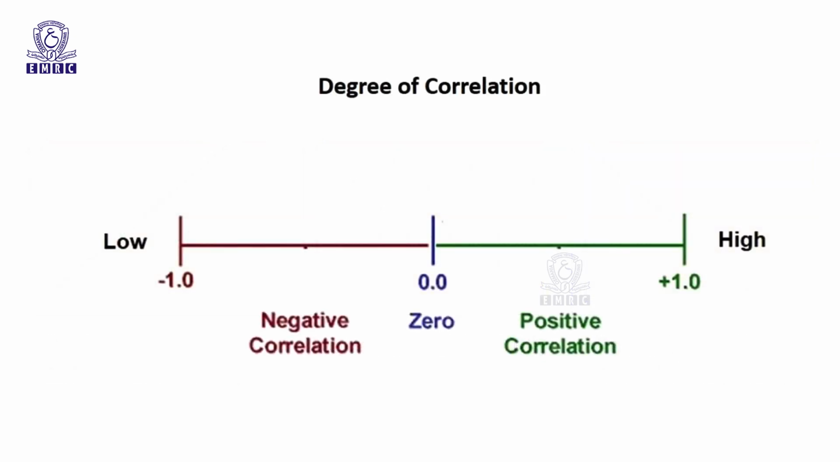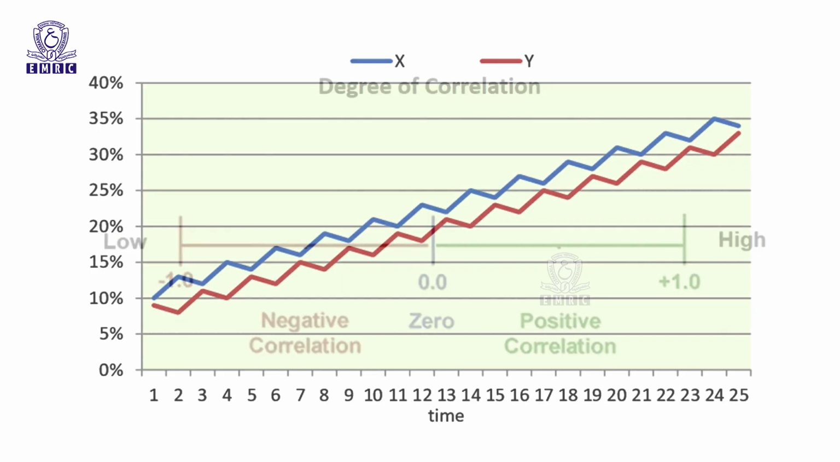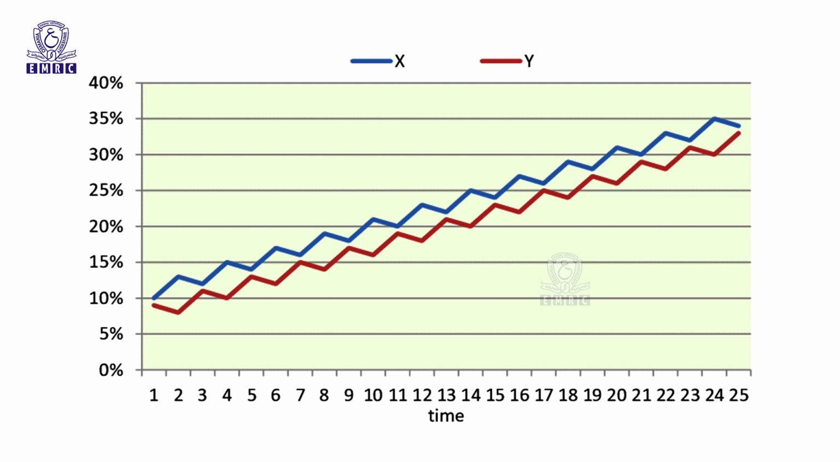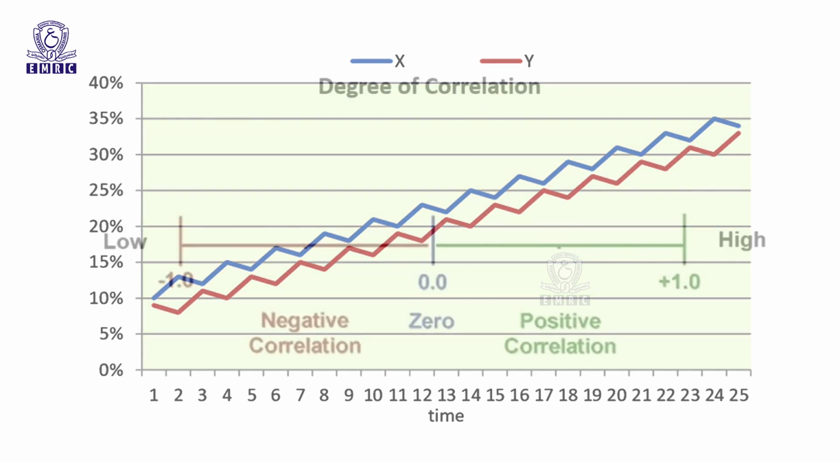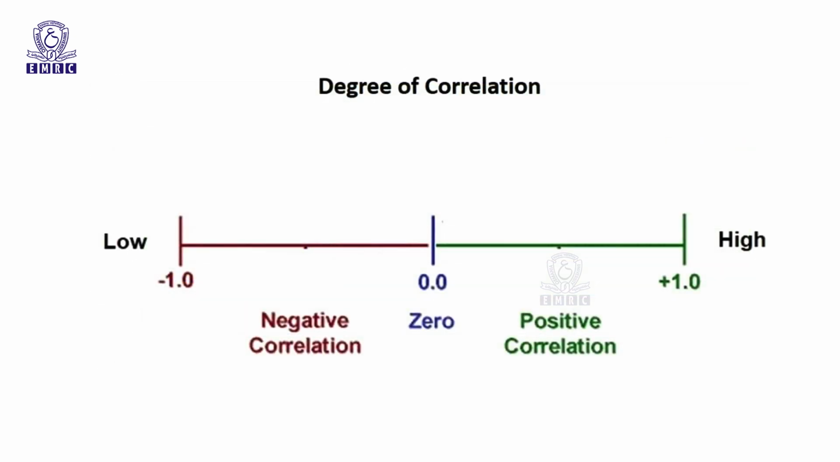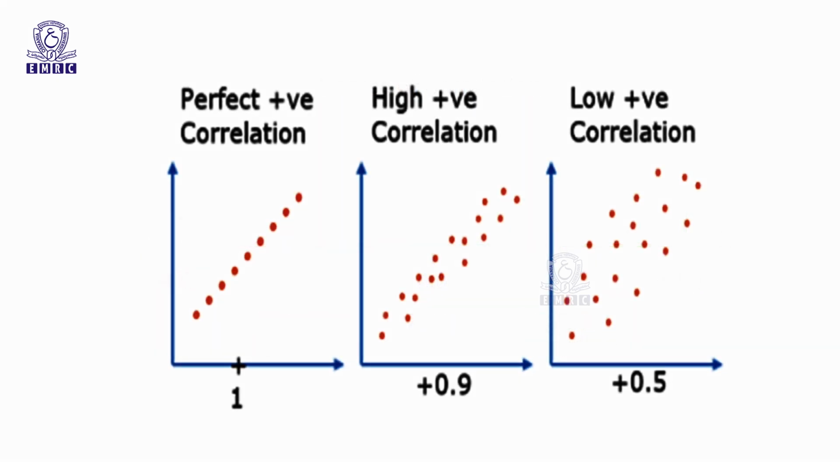A correlation of -1 indicates a perfect negative correlation, meaning that as one variable goes up, the other variable goes down. A correlation of +1 indicates a perfect positive correlation, meaning that as one variable goes up, the other goes up.